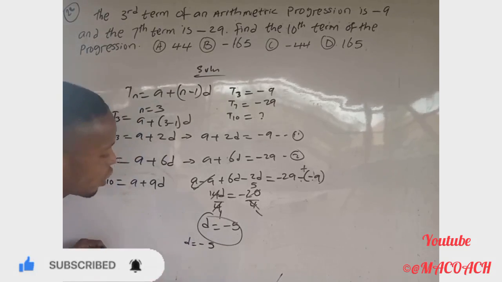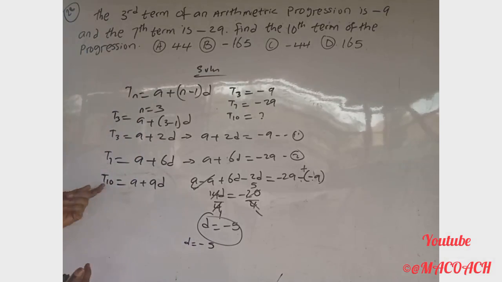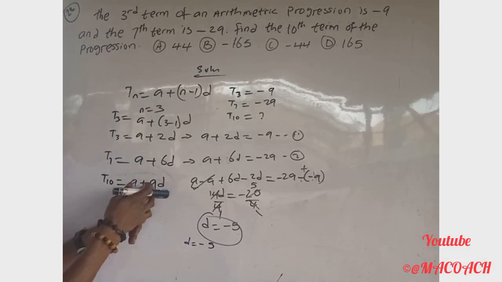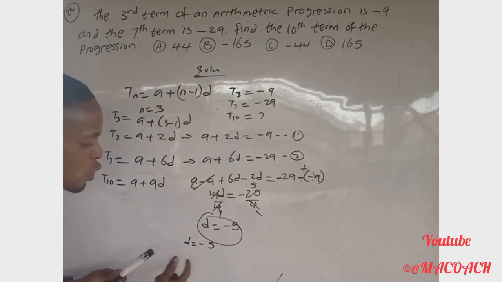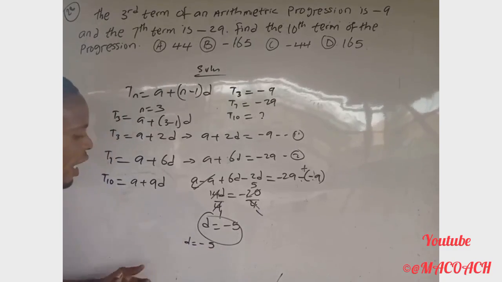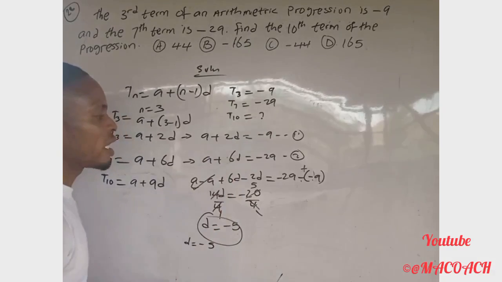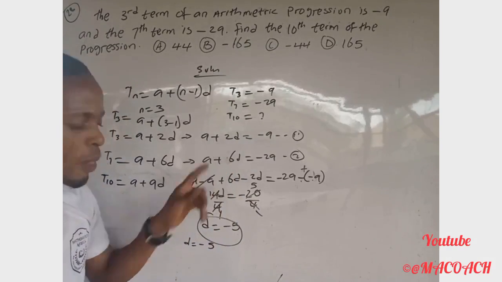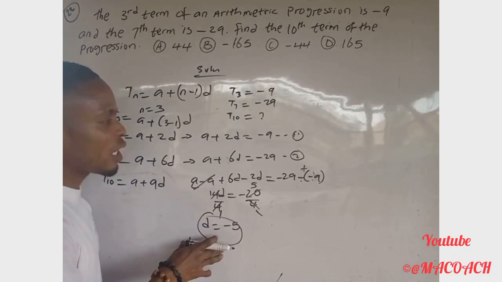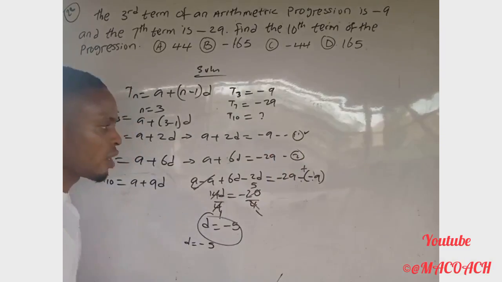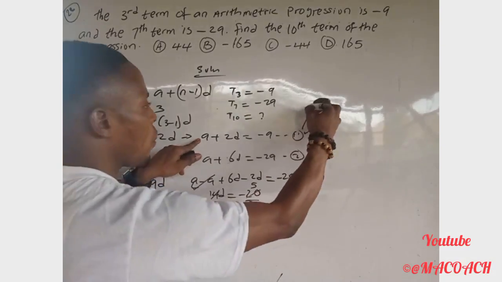So in this place now we need, T10 is equal to a plus 9d. We are getting our d to equal minus 5. So to get our a now, you can use this equation 1 to get the value of a. So let's put d equal to minus 5 into this equation 1.